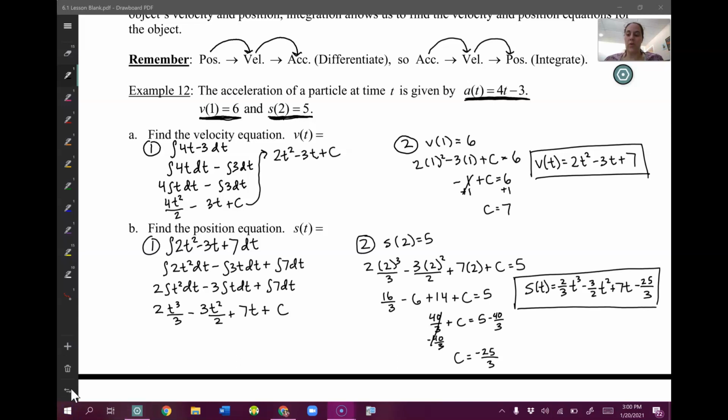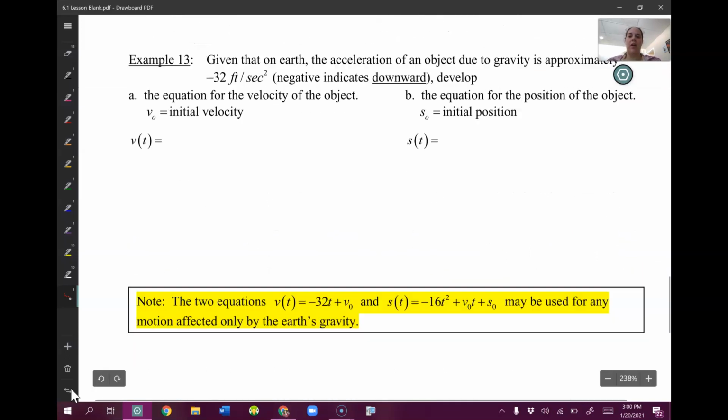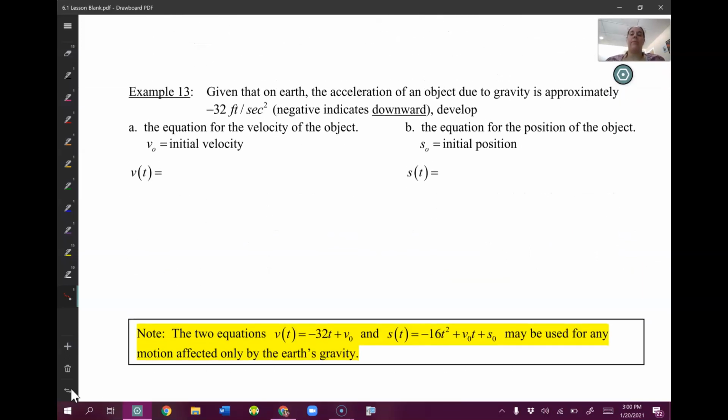Okay, check what you got with what I got. Here's the equation that I got when I integrated. And then I plugged in my initial condition and got some fractions, so it got a little gross in the middle, but I got c equals negative 25/3, which I then plugged in to get my final equation. And there we go.